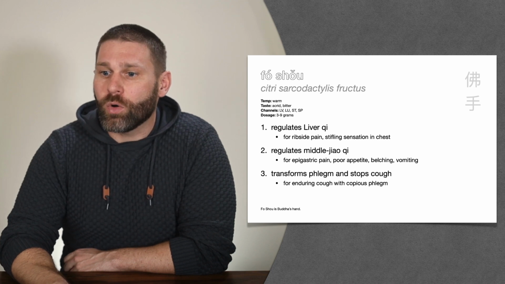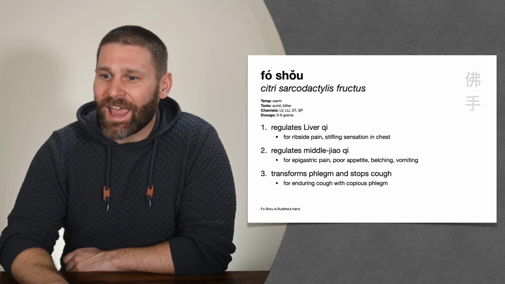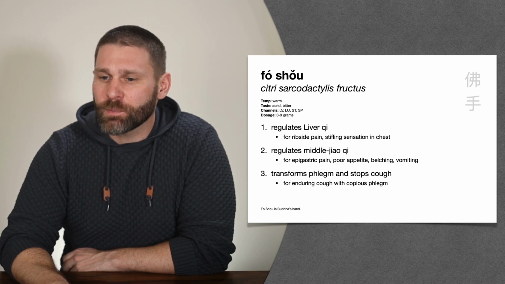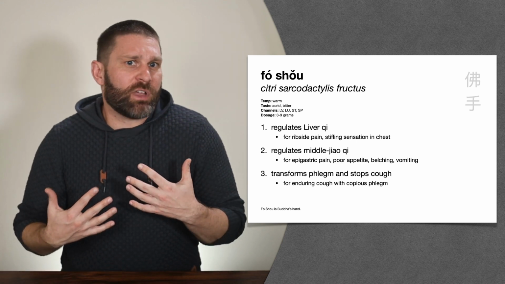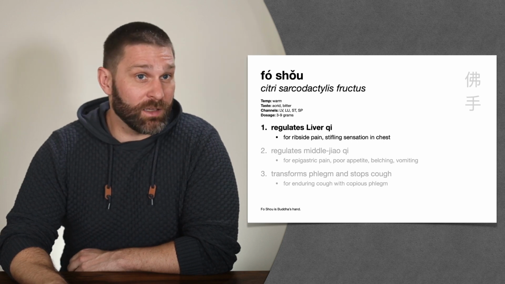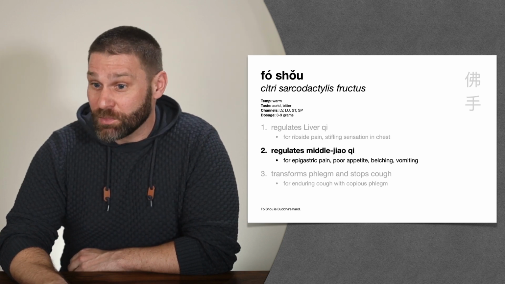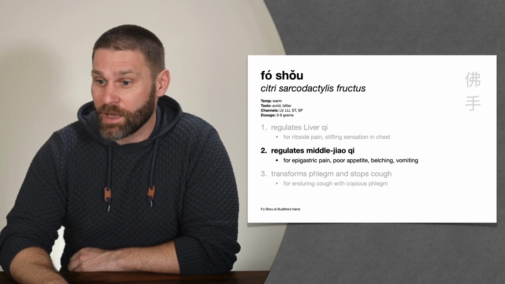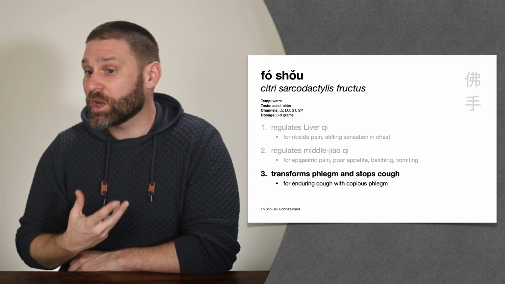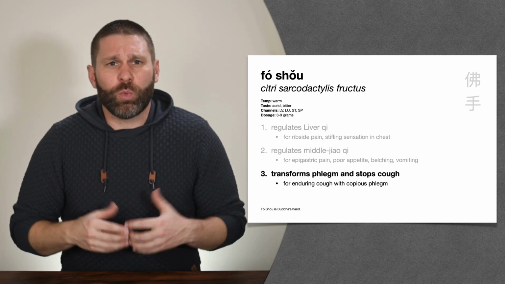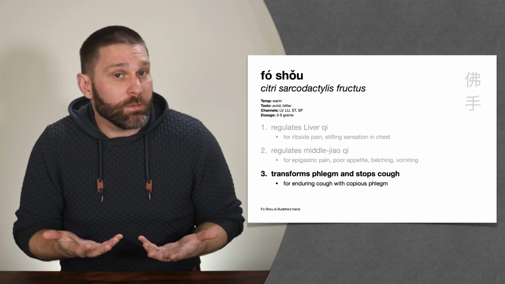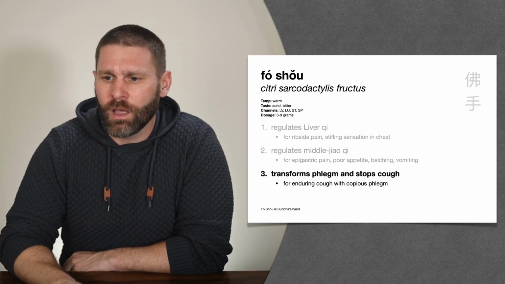Next is Fo Shou, Citri Sarcodactylis fructus. This one regulates qi, and kind of regulates all of the qi. So we say it regulates liver qi for ribside pain and stifling sensation in the chest. It regulates middle jiao qi for epigastric pain, poor appetite, belching, and vomiting. And then it also transforms phlegm and stops cough for enduring cough with copious phlegm. So when we talked about all the systems where we can regulate qi, Fo Shou kind of covers all of them. I'm just not sure it's especially strong.